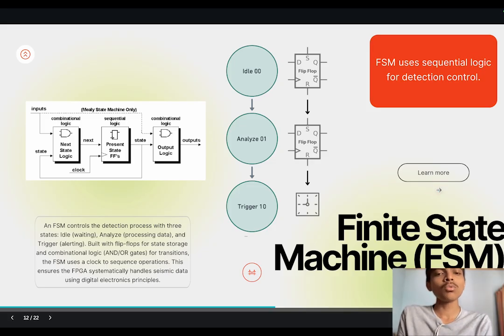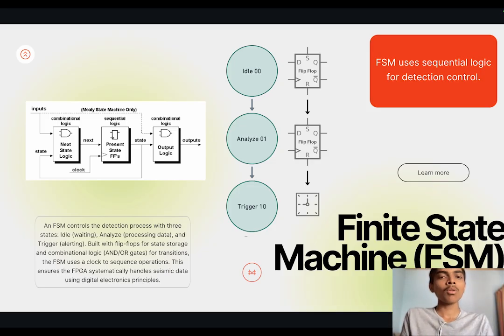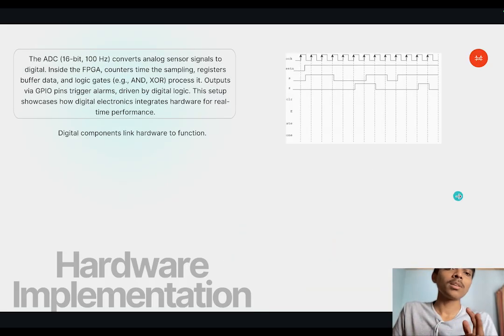So to control this, we built an FSM, or finite state machine: idle, analyze, trigger. Flip-flops store the states. Combinational logic like AND, OR gates handle transitions, all synced by clock. Its sequential logic keeps everything in order. So now we'll look into the hardware implementations.